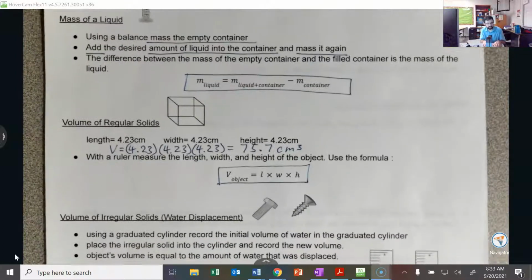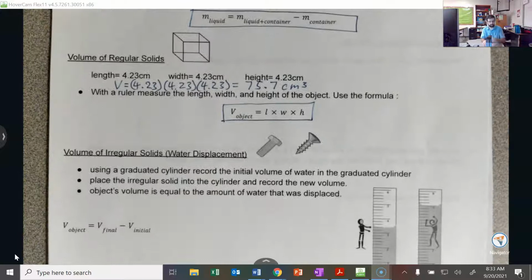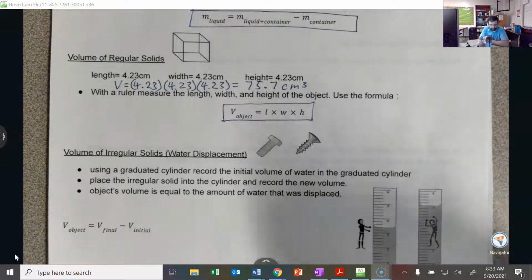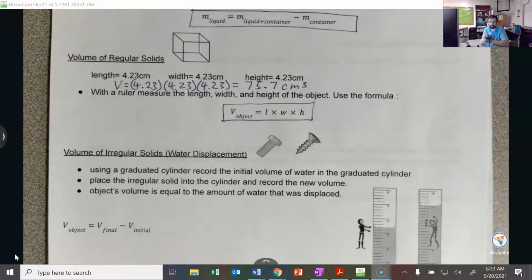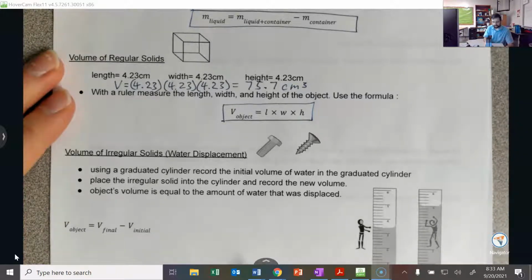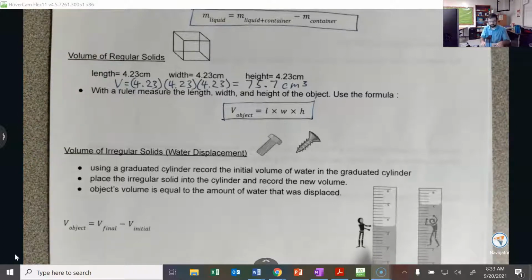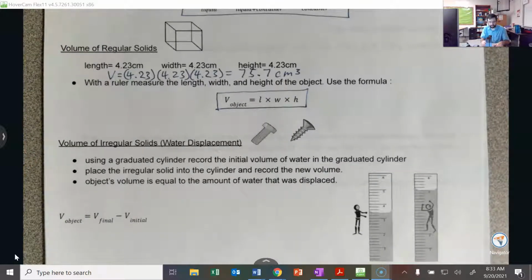if you have an irregular solid, which is much more common in a chemistry situation, something like a rock or a bolt or a screw or something like that, a lot of times what we'll do is take a graduated cylinder, like the one you see right here, and we will drop the object inside the graduated cylinder and the water will rise. So however much the water rises is the volume of the object you dropped in. It's the volume that was displaced.